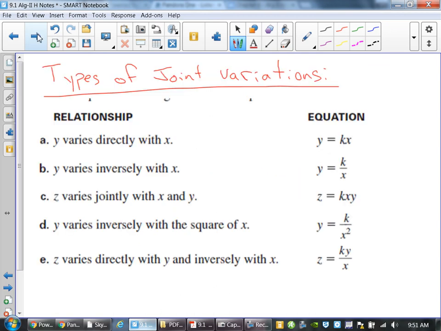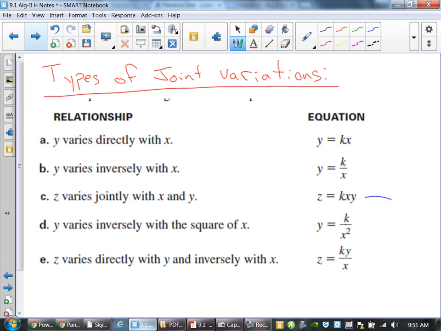So let me show you what happens when you have these different ways of writing these things out. For example, we know y varies directly with x. That's y equals k times x. Y varies inversely: y equals k over x. And then the last few are the weirder ones, and you'll start to get a grasp of what it looks like. Z varies jointly: z equals k times x times y.